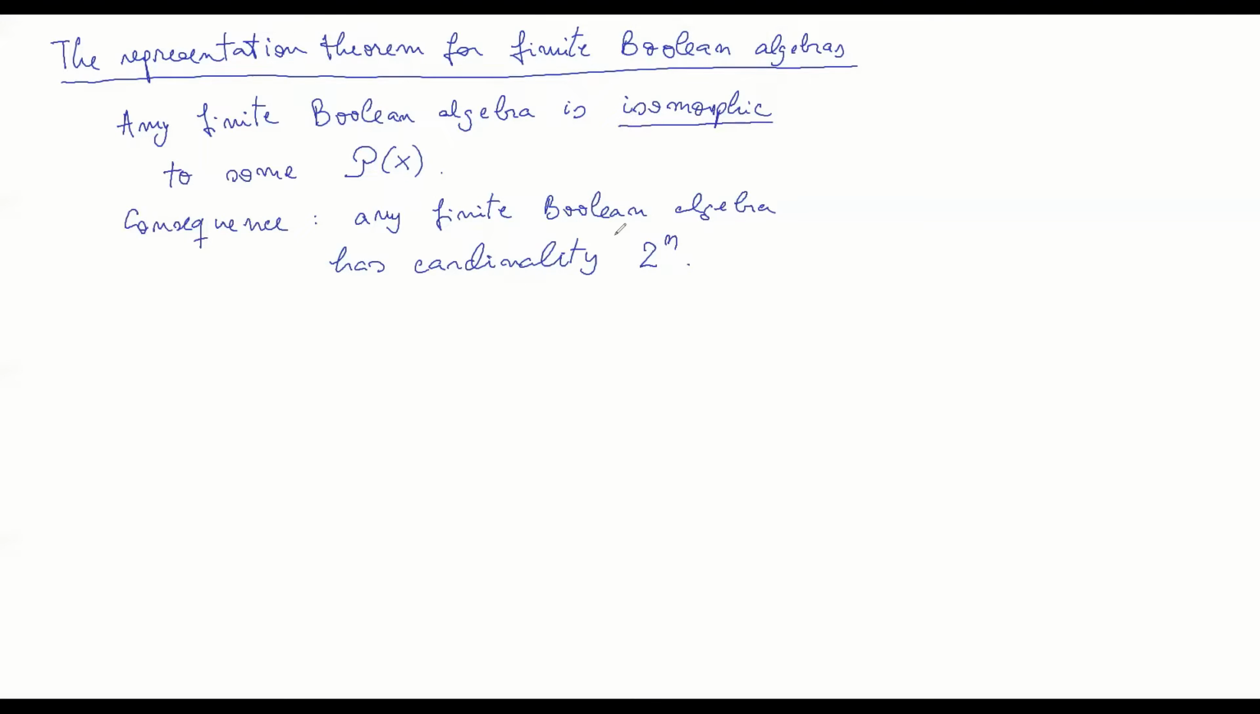And it's going to be a constructive result for a finite Boolean algebra. We are going to construct such a set X such that the power set of X is isomorphic to your Boolean algebra. But first I want to prove some results that in fact hold in general for Boolean algebras. To prove them, I need first the concept of an atom.